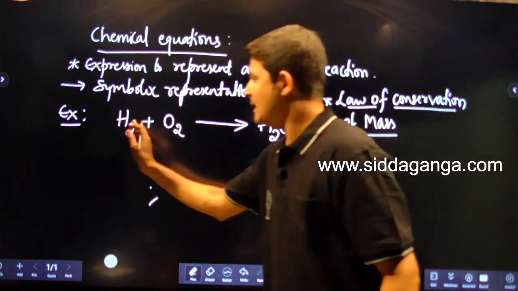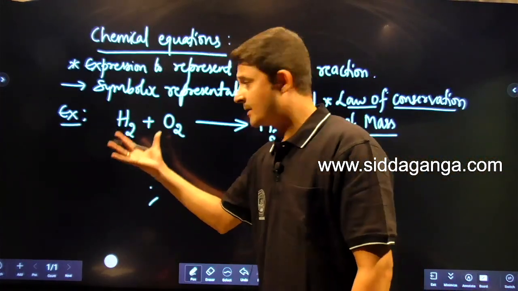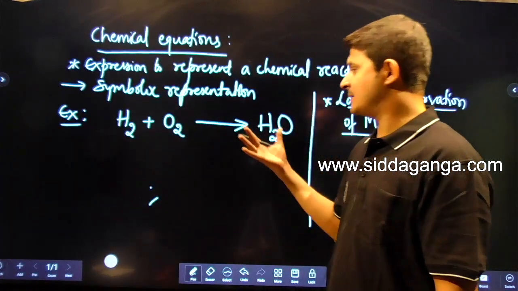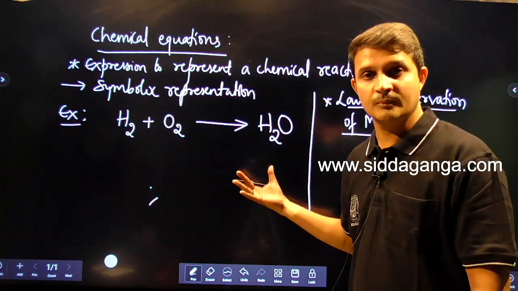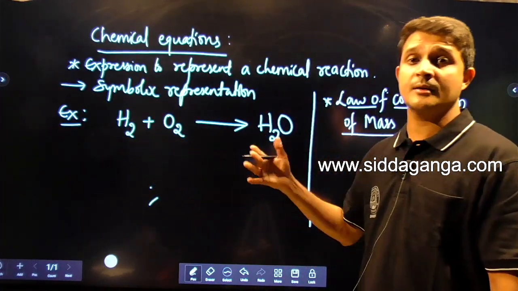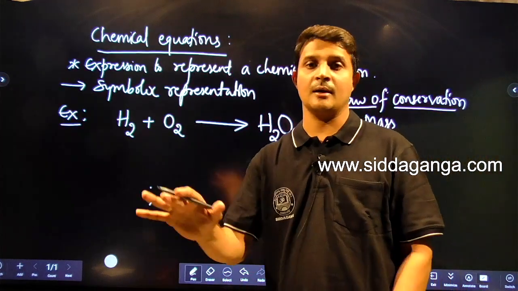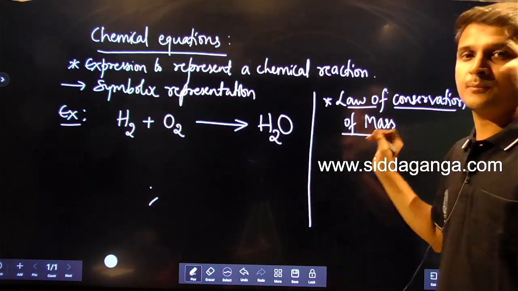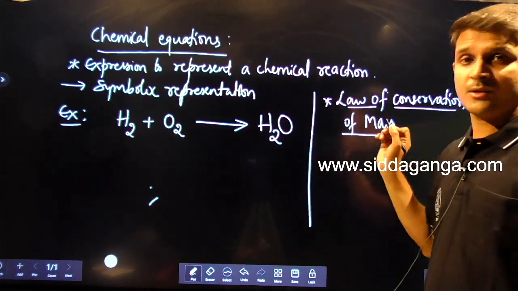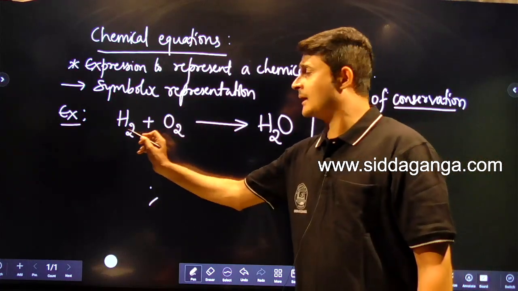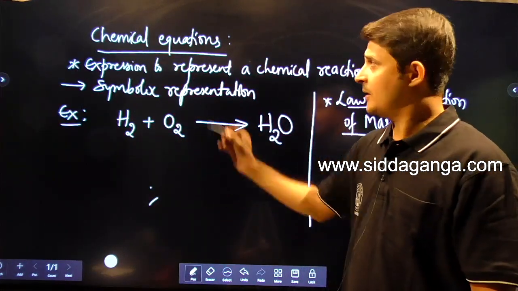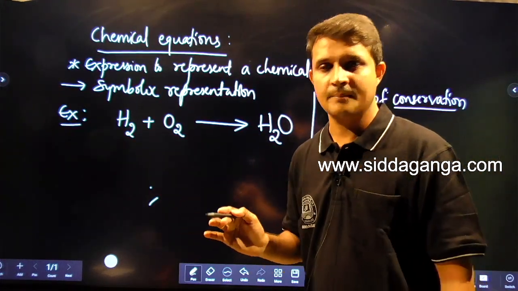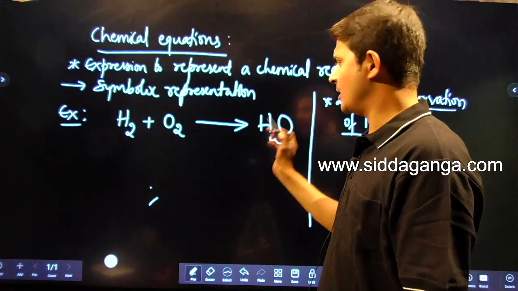So on the left side, the mass taken in the reactants should remain the same with respect to the product also. We cannot take one mass and get a different mass in the product. So that is why we need to follow the law of conservation of mass. According to the law of conservation of mass, chemical reactions or chemical equations need balancing. Is it clear? So let's balance this particular equation.